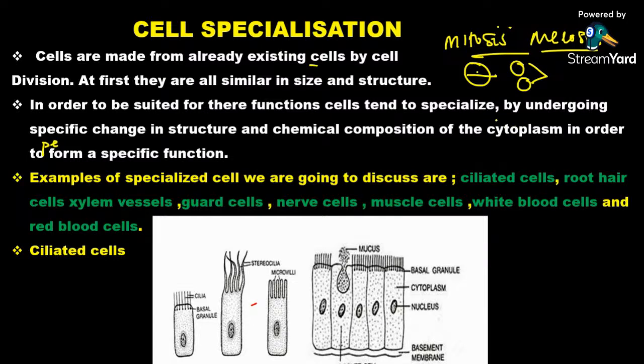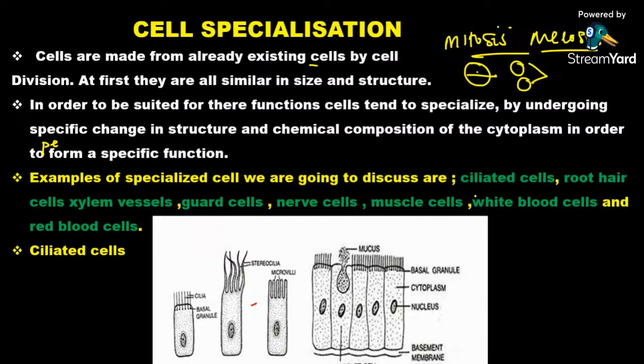So in this case, what are the examples of specialized cells that we are going to look at? You need to know them, because if you are going to come across a question on cell specialization, have a look at whether it is among this list. If it's something outside, then I don't know what that might be. But for the sake of preparing for the exams, I think this is what we can look at.